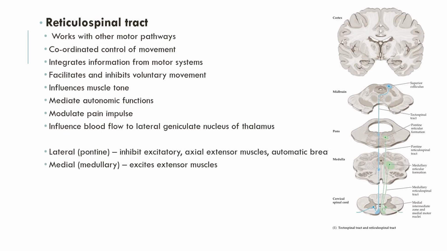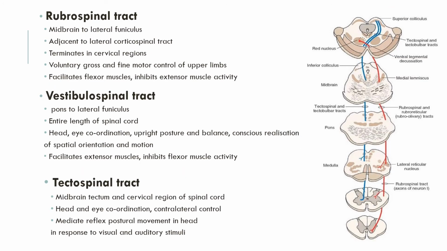The reticulospinal tract works with the other motor pathways, coordinates control of movement, integrates information, and there are 2 sections, once again, lateral and medial. They inhibit the axial muscles or excite the extensor muscles. The rubrospinal tract, vestibulospinal tract, and the tectospinal tract all deal with the gross and fine motor control of the upper limbs, head and eye coordination, upright posture and balance, and mediate reflex of the postural movement of the head.